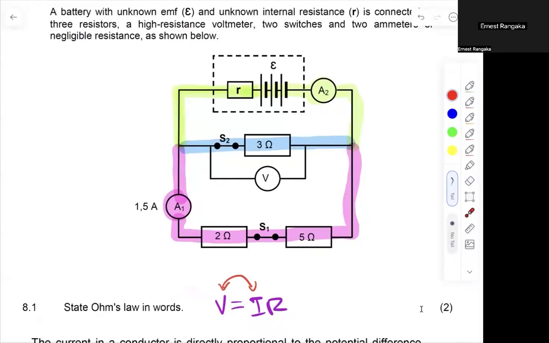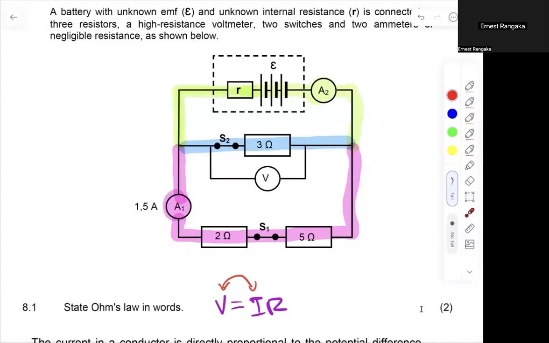So they said find the reading on the voltmeter. Now again, we don't know what the blue current is, but one thing that we do know is that the voltmeter reading on this parallel branch is going to be equal to the voltmeter reading on that parallel branch, because my voltage in parallel will be the same. And on my other parallel branch, I've got enough information because I know what my pink or purple current is. It's been given there as 1.5 amps. And I know my resistance in that branch. I've got a 2 ohm resistor and a 5 ohm resistor. I've got 7 ohms in that space.